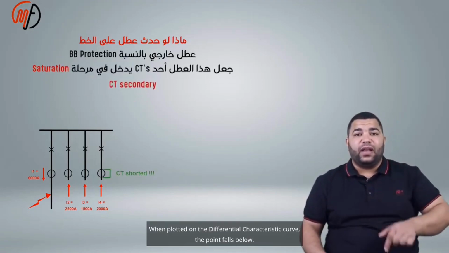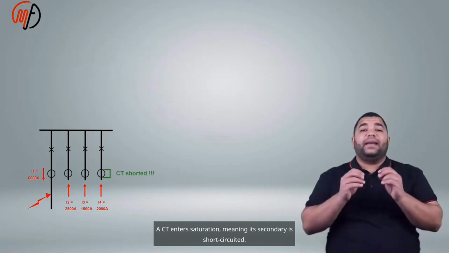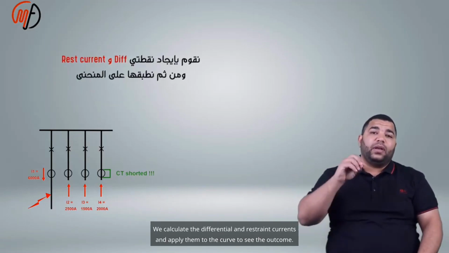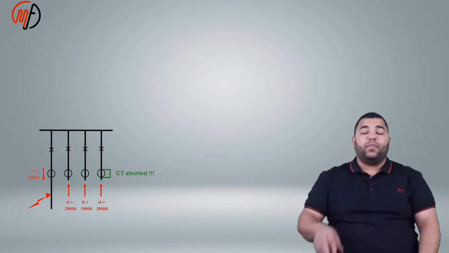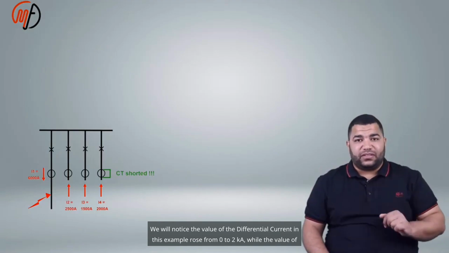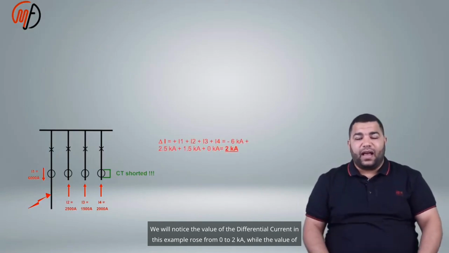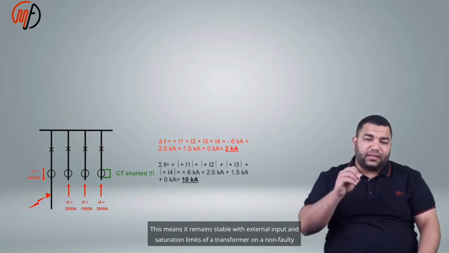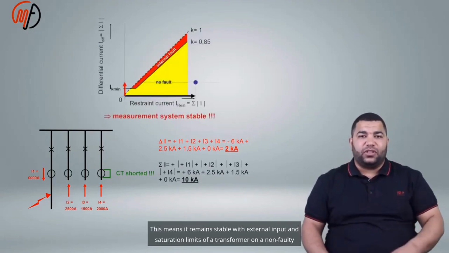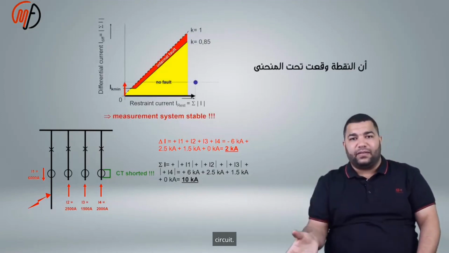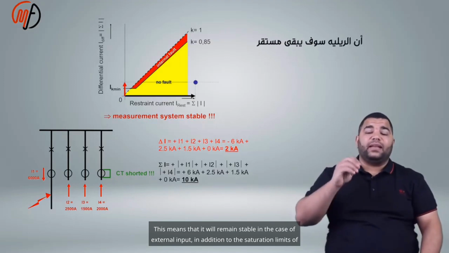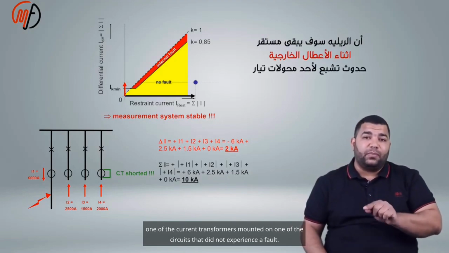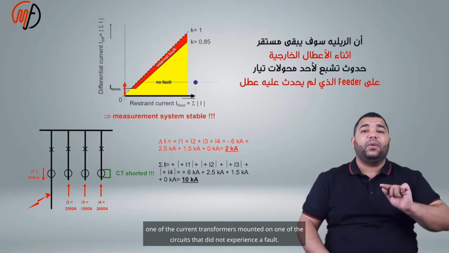When plotted on the differential characteristic curve, the point falls below. The value of the differential current in this example rose from 0 to 2 kiloamperes, while the value of the restraint current is now 10 kiloamperes. The point falls below the curve. This means that it will remain stable in the case of external input, in addition to the saturation limits of one of the current transformers mounted on one of the circuits that did not experience a fault.